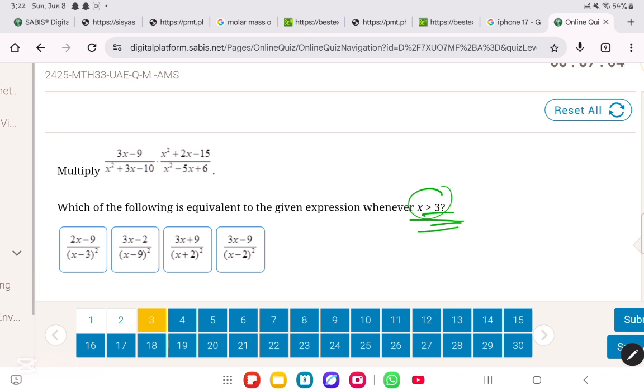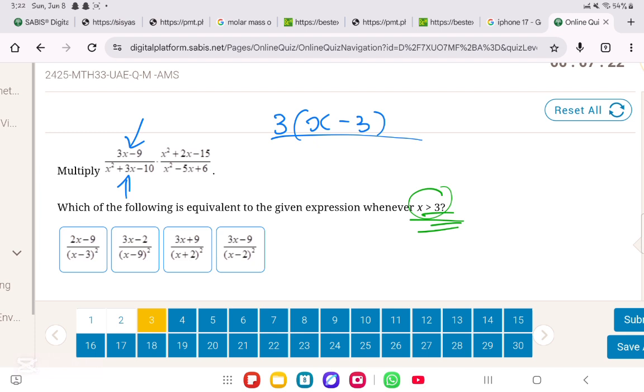So how do we do this? We need to factorize everything. So how do we factorize everything? We first start with this. Let's factorize this. You can take out 3. It will be 3x minus 3 over this one. You guys should know how to factorize by now. You should know how to do the product sum.